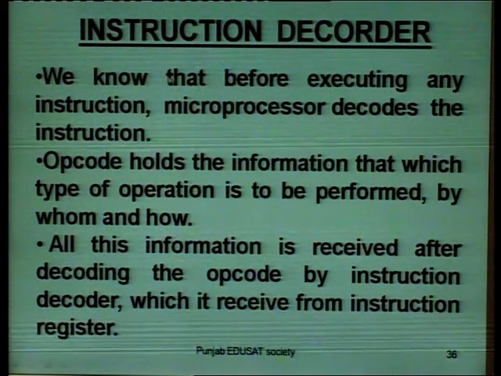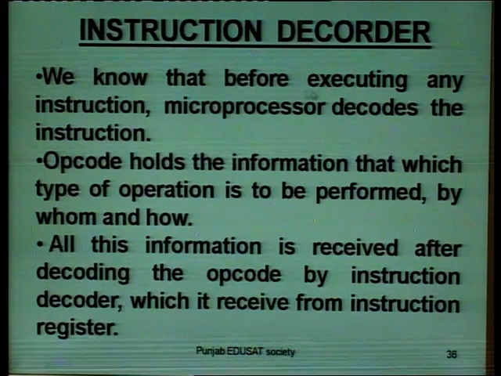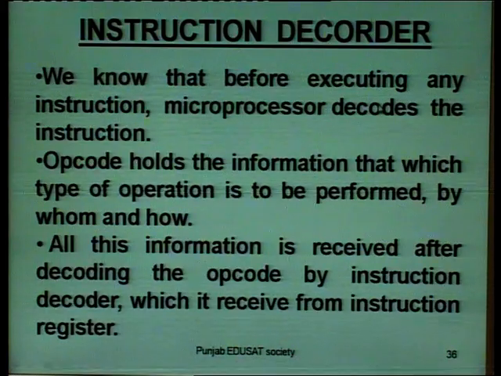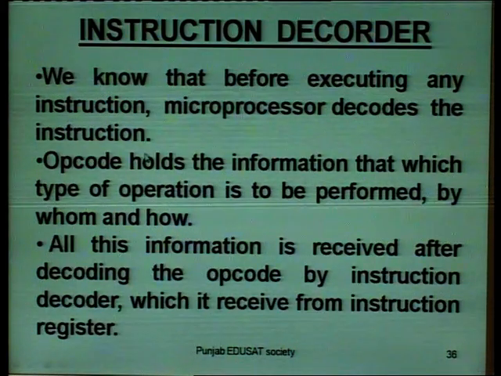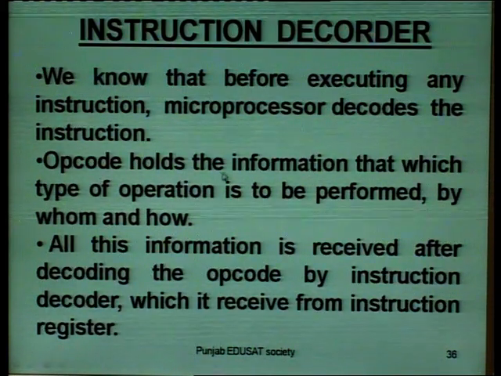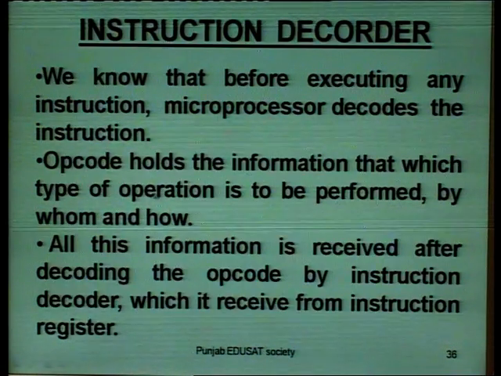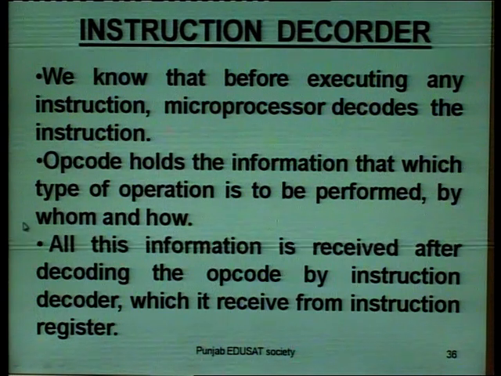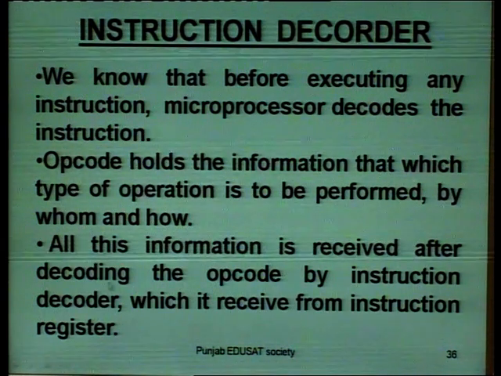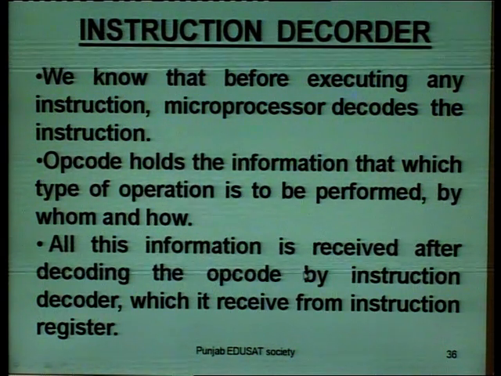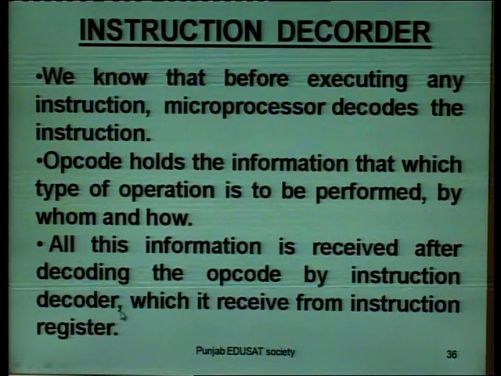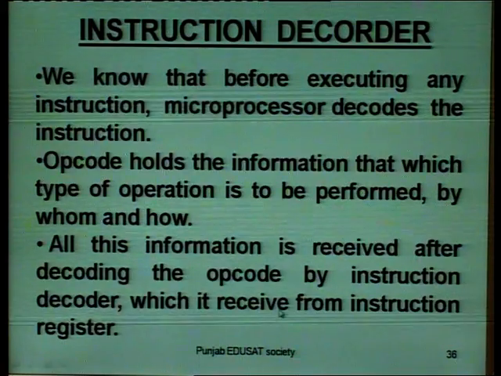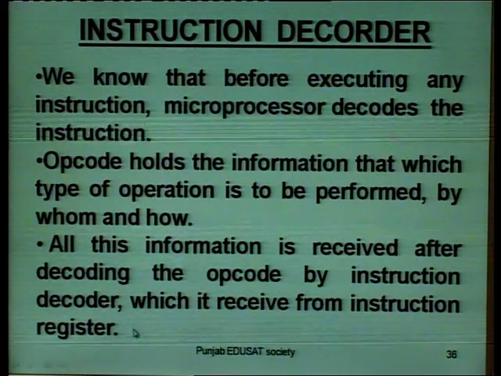Instruction decoder. We know that before executing any instruction, microprocessor decodes the instruction. The opcode holds the information that which type of operation is to be performed by whom and how. All this information is received after decoding the opcode by instruction decoder, which it receives from instruction register.